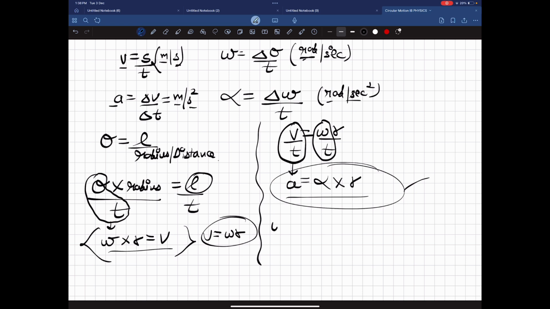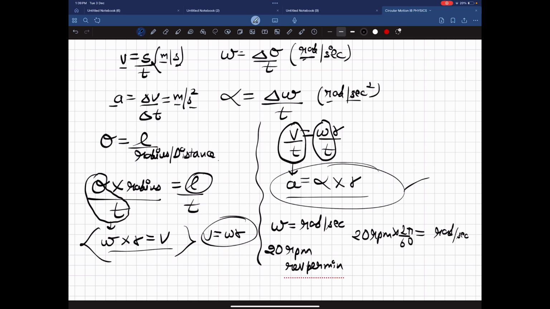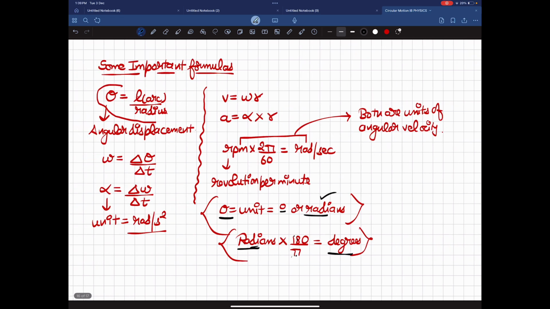One more thing, angular velocity's unit is radians per second. Sometimes in the questions they will mention it like this, 20 rpm. What is rpm? Rpm is revolutions per minute. So if you want to convert 20 rpm to radians per second, just multiply it by 2 pi by 60, because in one revolution 2 pi angle is there and a minute is 60 seconds. So I've written the conversion here: multiply rpm with 2 pi by 60 to get radians per second. Alright, this is all about that.